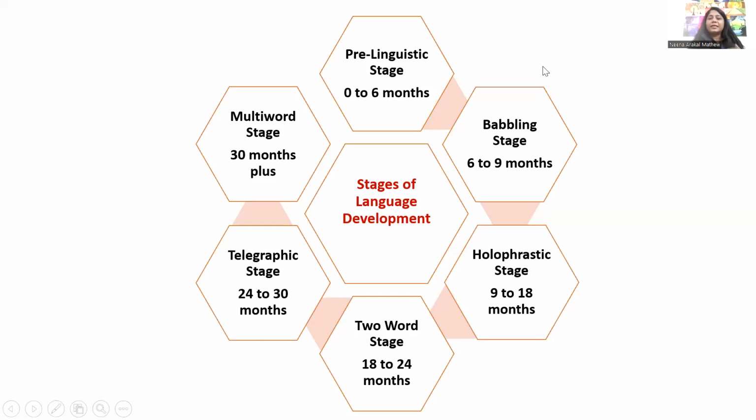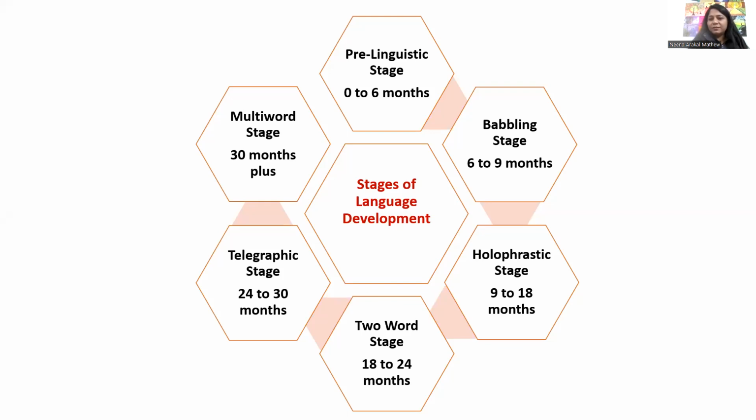Okay, now here are the stages of language development in early childhood. Pre-linguistic stage is 0 to 6 months, when the child is just either crying, when the child is hungry or uncomfortable with some kind of health issue, or gurgling, those sounds. Then the second stage is the babbling stage, 6 to 9 months. Here, the child might say like, ba, ba, ba, ba, pa, pa, ma, ma. So these words, babbling stage.